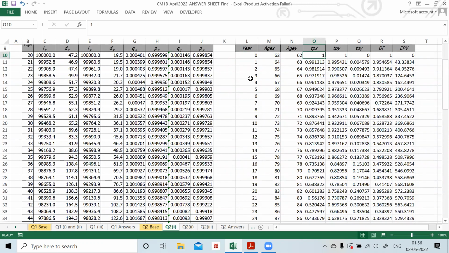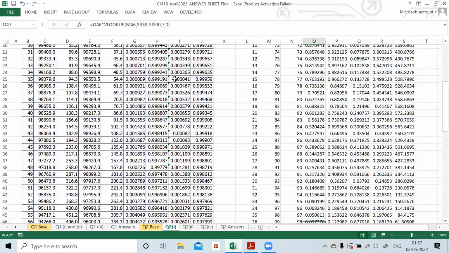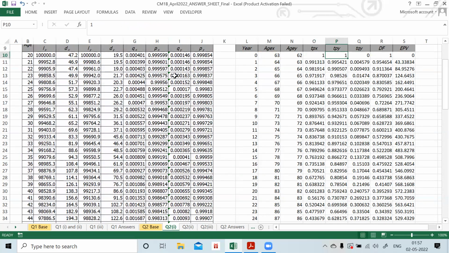We take out tpx, which is 1 in the first year, and for the next year onwards, it is nothing but 1 into VLOOKUP of 63 from this table, from the 7th column px value, and for each of the years it is calculated. Similarly, tpy is 1 in the first year and from the second year onwards, it is this into VLOOKUP of 62 from this table, comma 9, comma 0.